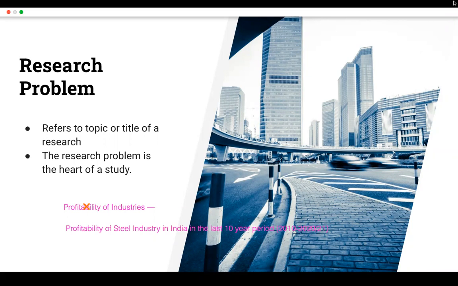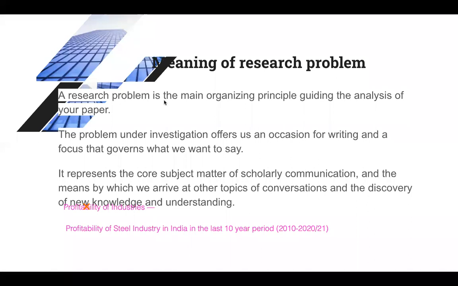And therefore, when I identify a research problem, it is going to be the heart of the study, right? I'm going to find out what it is. So when I see what is actually a research problem, what I have to actually investigate, what I have to write on, what is the core subject matter that I have to communicate on, वो पहले मुझे क्लियर होना चाहिए.